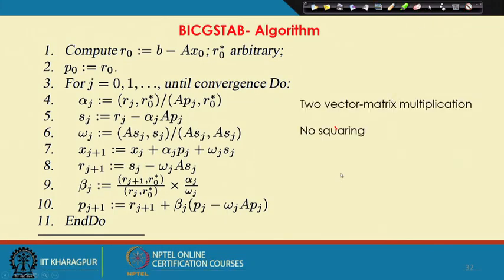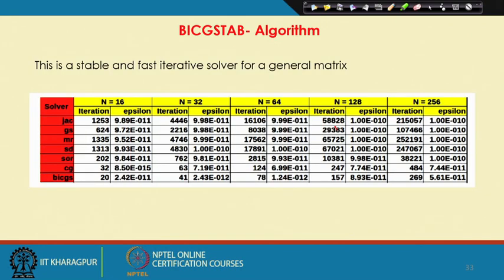Two matrix vector multiplications, no squaring; once a matrix is vector multiplied, it is not being multiplied with something else again. So, no squaring of the matrices, and this is a stable and fast iterative solver for any general matrix. This is probably our target, to show that we can have a stable and fast iterative method for any general matrix, an algorithm which can be developed right now and utilized for different purposes of solving equations.